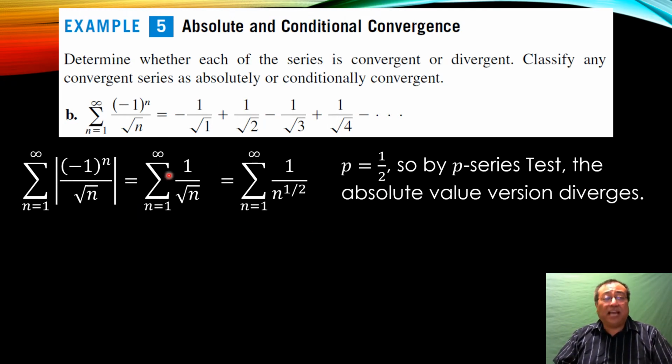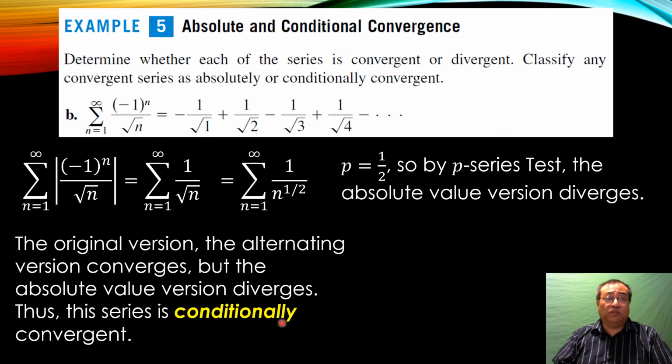Since the absolute value version diverges, but the alternating version converges, this is conditionally convergent. The original alternating version converges, but the absolute value version diverges. Thus, the series is conditionally convergent.